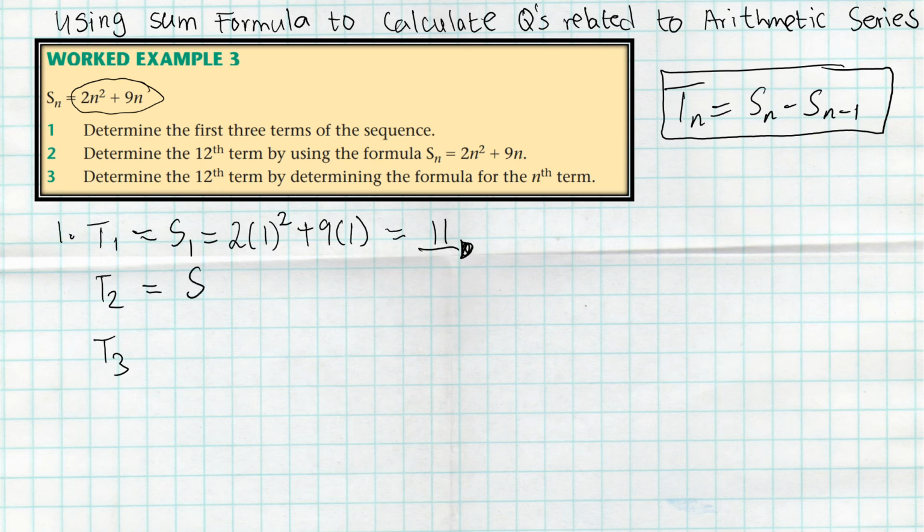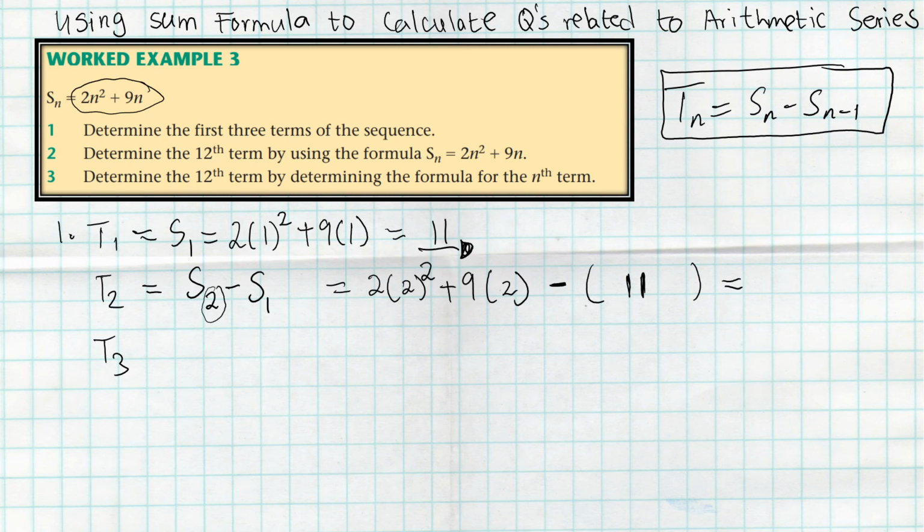Term number 2 is the same as S2 minus S1, don't forget. For S2, where there is n, I'm going to replace by 2. It's going to be 2 squared plus 9 into 2, minus, and don't forget, after every minus just put what follows in brackets, minus S1. We had already calculated S1 in the previous question. It was 11. So we're going to simplify this.